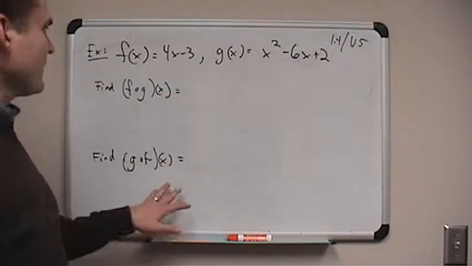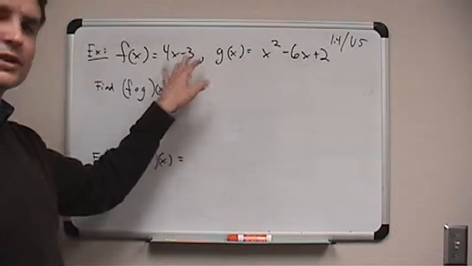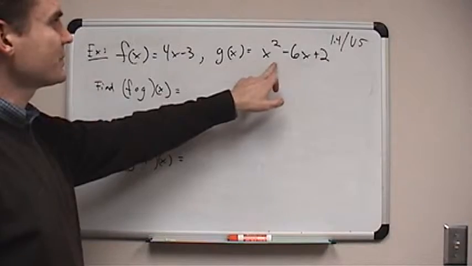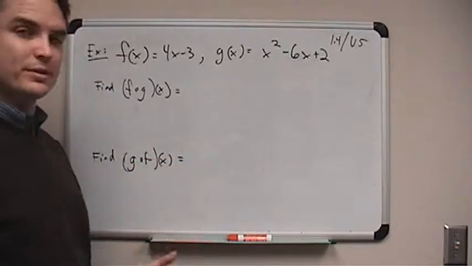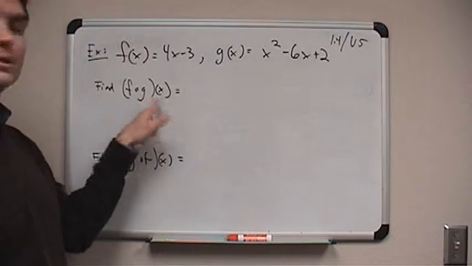Okay, this is an example involving function composition. We've got two functions here, f of x equals 4x minus 3, and g of x equals x squared minus 6x plus 2. And we're asked to compose these functions in either order. So the first thing I want to find is f composed with g.